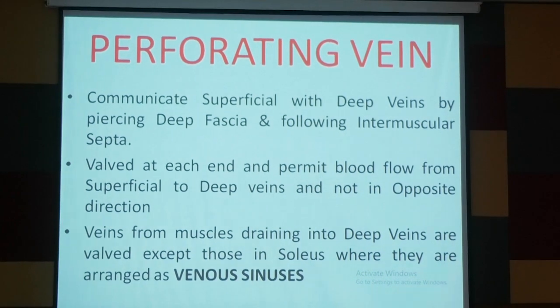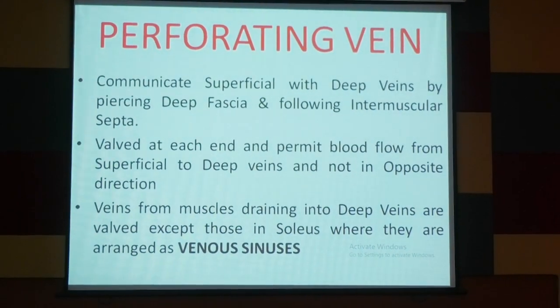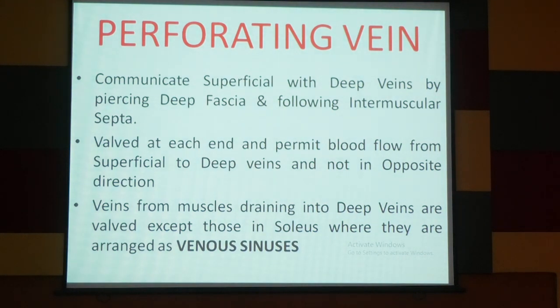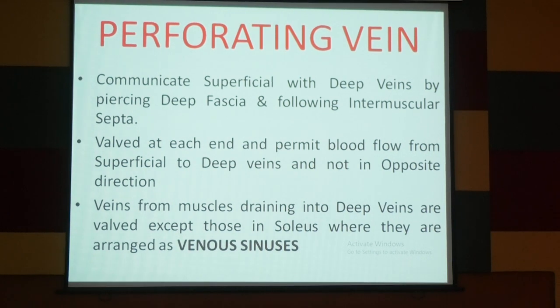The perforators are valved at each end and permit blood flow from superficial to deep veins and not in the opposite direction. You mark this, because I will show you some clinical pictures of varicose veins. Veins from the muscles draining into deep veins are valved, except those in the soleus, where they are arranged as venous sinuses. As you dissect, there is the soleus muscle in the leg. That has a different pattern, and it is venous sinuses.